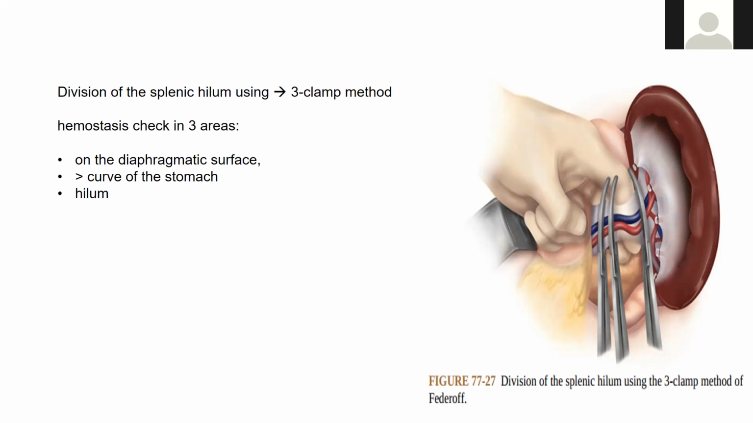After the spleen has been removed, the common areas where you find bleeding, and that you check for hemostasis, are usually the diaphragmatic surface, the greater curvature of the stomach, or the hilum. And if you find that the diaphragmatic surface is bleeding, you can put a pack there and let it sit for a while before you come back and check.